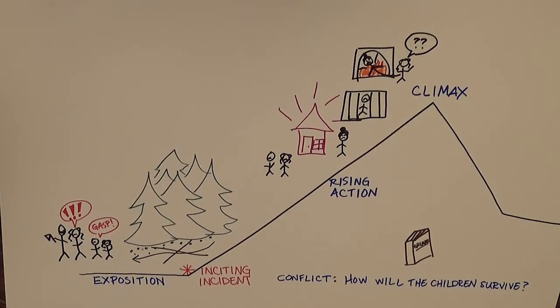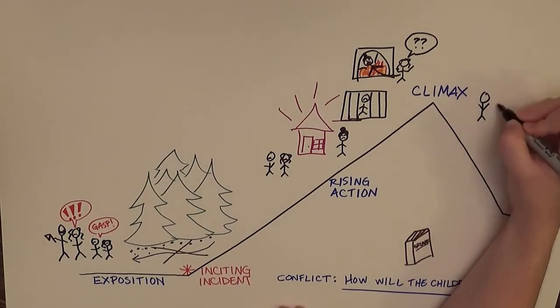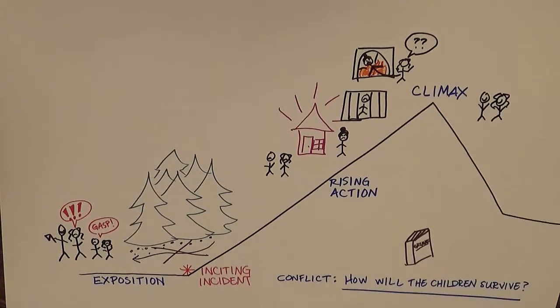This is the climax. It's the part of the story that resolves the big question or conflict. In this case, how will the children survive? Now, at this point, if Hansel and Gretel merely found their way back home, would the main conflict be resolved?